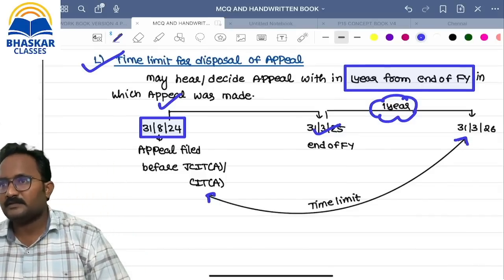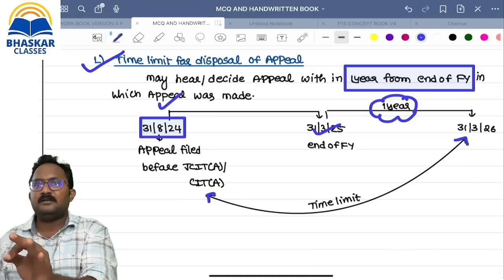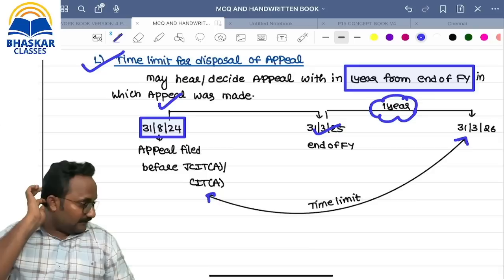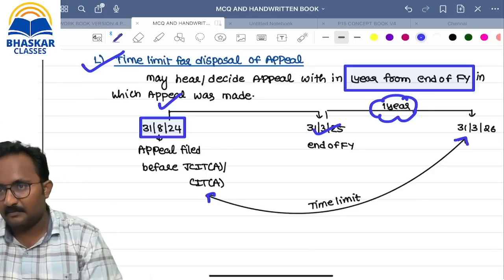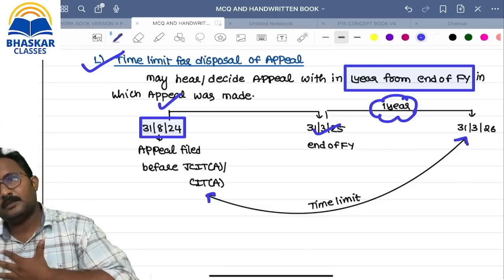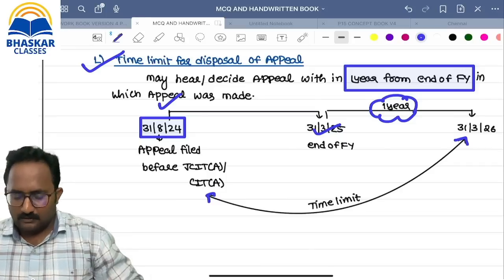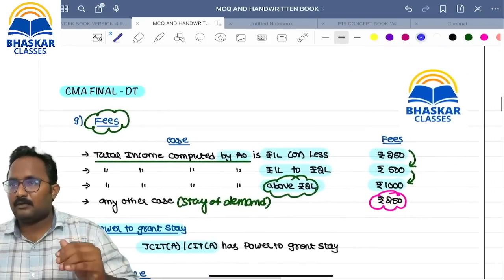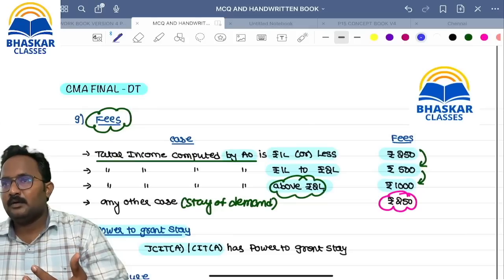CIT, JCIT. Remember, we get MCQs repeatedly on time limits, applications, form numbers as well as fees. Now I'm revising the total points. What is the form number for making an appeal before the JCIT or CIT? 35. Within how many days? 30 days. After 30 days, can I make an appeal if I have a sufficient reason? Yes. What is the fee if my total income is less than 1 lakh? 250. Less than 1 lakh, or 1 lakh, 250. 1 lakh to 2 lakh? Above 2 lakh? Any other case?